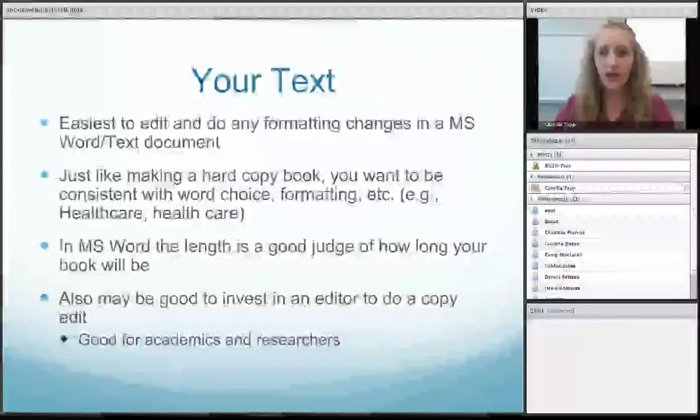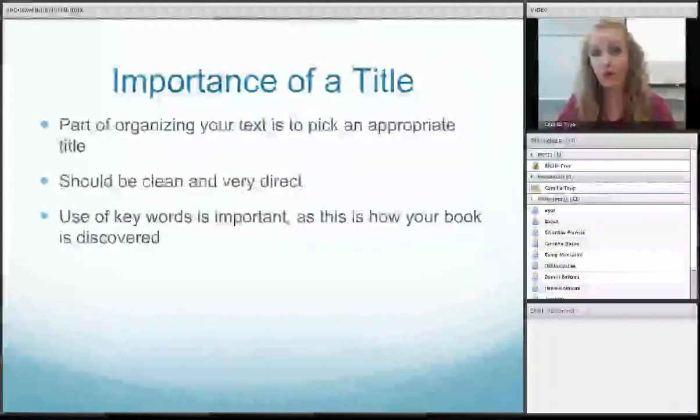It's really important to make sure your book is professional, obviously, but also just to have someone else look at it. This can also be really good for academics and researchers. So often academics and researchers use a level of language that may not make their book as accessible as they would hope. And so that's a good opportunity to judge where you are on that.